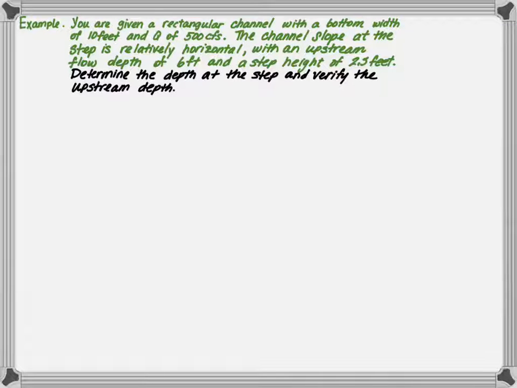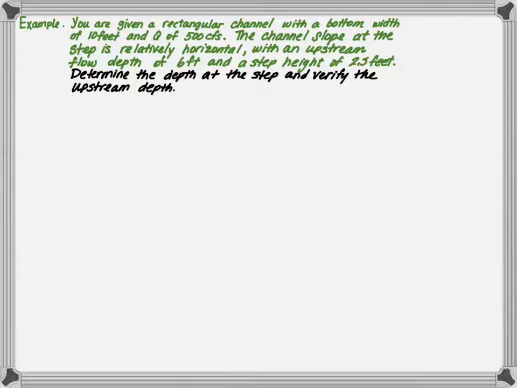So now we're going to go through a few examples so that you can evaluate how to use the energy equation for understanding steps and sills. In your first example, you are given a rectangular channel with a bottom width of 10 feet and a flow rate of 500 CFS. The channel sill at the step is relatively horizontal, with an upstream flow depth of 6 feet and a step height of 2.5 feet.